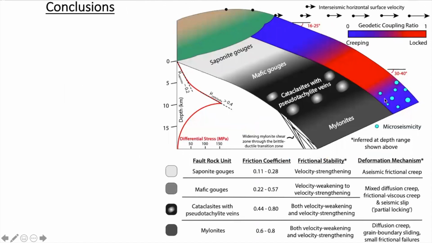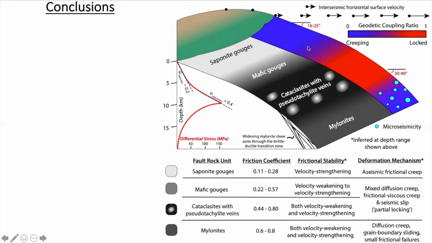We can compile all of these results together into a summary figure like this. So here's the Damon Dome, and here's the fault surface. So the fault rocks are shown in grayscale. The shallowest part of the fault zone is inferred to be composed of these saponitic clay-rich gouges, which are weak and velocity strengthening. Going deeper, we have the mafic gouges, which transition into the cataclasite units, which host the pseudotachylite veins. And here we transition from being creeping, geodetically creeping, to geodetic locking.